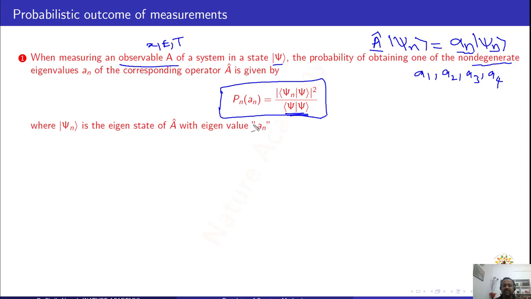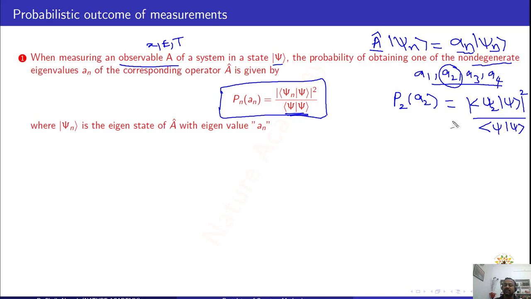For example, the system has 4 eigenvalues. Now I want to calculate the probability of getting the second eigenvalue. The probability of getting the second eigenvalue can be written like this: P_2 of a_2, the probability of getting the second eigenvalue, can be written with the state psi_2, which has eigenvalue a_2, and the wave function psi, with the modulus squared, divided by the normalization of the wave function like this.